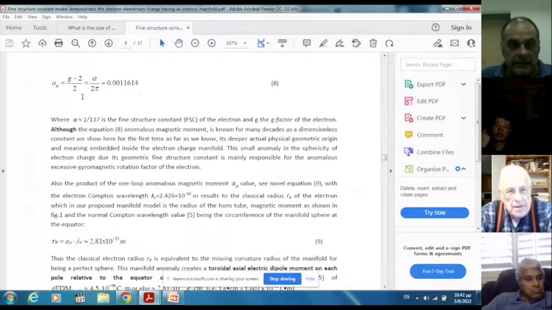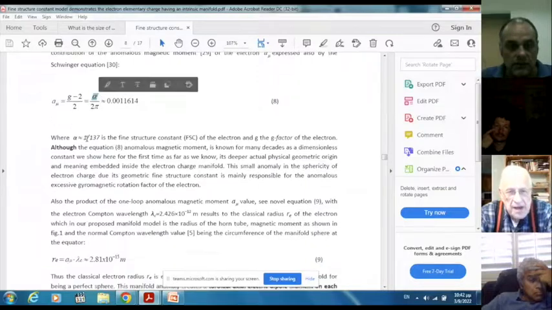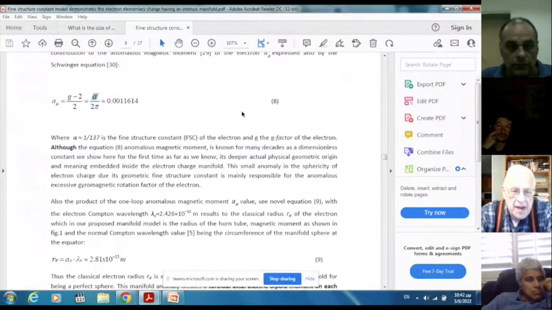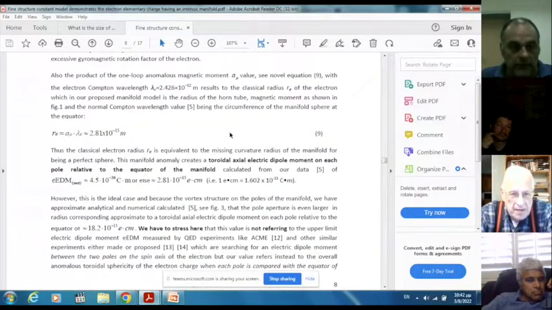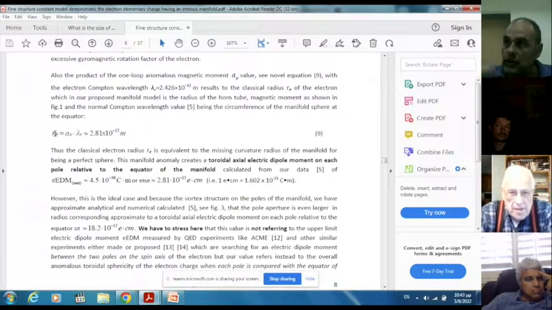And this is the Schwinger term, which you see here is the fine structure constant divided by 2 pi. This is the first loop contribution. But we have derived a second equation, with which now everything binds together: the classical radius of the electron, the Compton radius, which is the charge radius of the equator, and the fine structure constant. With this equation here, the classical radius is the anomalous magnetic moment times the Compton wavelength.